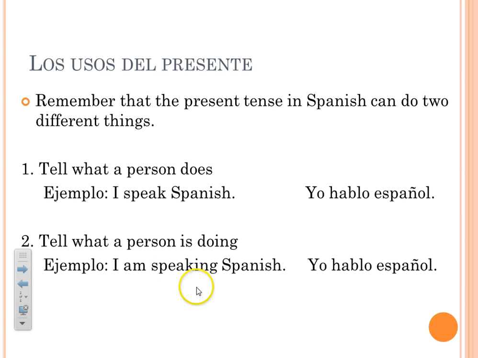In English, we use the ing form or the gerund form of verbs pretty regularly. In Spanish, they're much more likely to use the present tense. But don't forget, we did learn the present progressive last year, which was estar plus ando y endo. So you could say, yo estoy hablando español, but we'll get to that another day. So, here we go. Okay, las formas del presente regular.